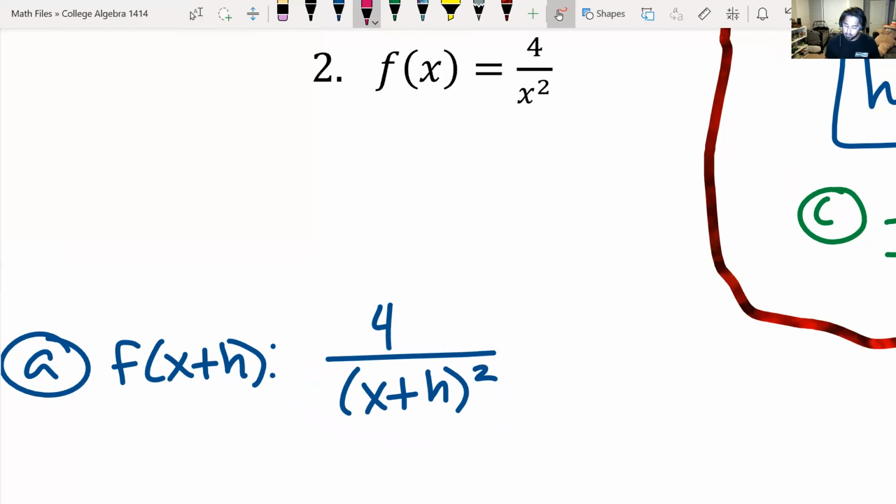Okay. And since we can't do anything else, we move on to step B. Lovely.